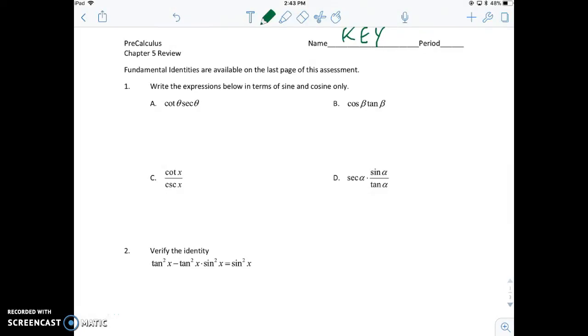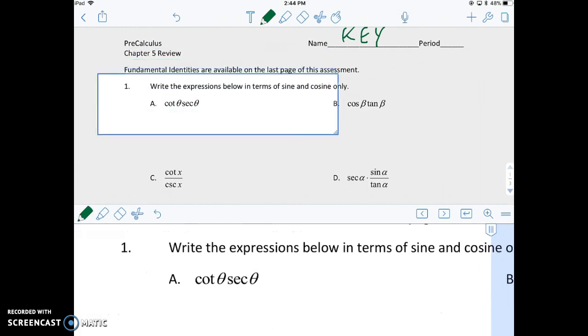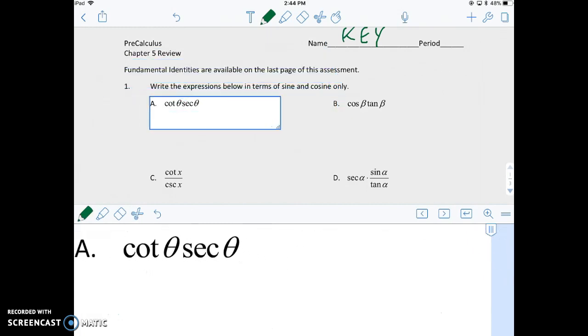Today I'll be going over the Chapter 5 review for pre-calc, where we will be going over trig identities, proving them, and also solving trig equations. Alright, so for number one, I'm going to walk through part A and then pause so you can try B, C, and D on your own, and then unpause and provide the answers for those. For part A, it wants us to write these in terms of sine and cosine only.